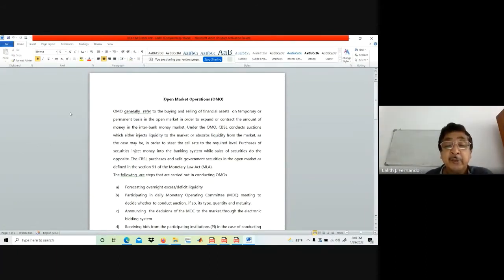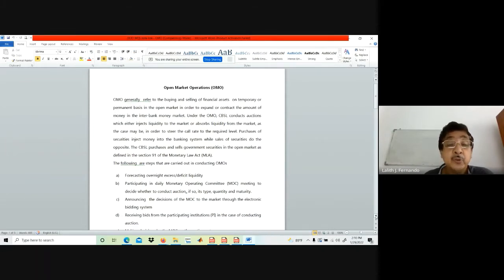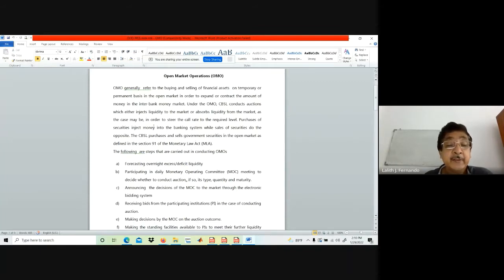The following are steps that are carried out in conducting OMOs. Just look at it. Forecasting overnight excess or deficit liquidity. So that is the type of operation done by the central bank. Forecasting overnight excess or deficit liquidity, so then only they can realize what they should do. If they find excess liquidity in the overnight market, what do they do? They will sell government securities. When they sell government securities, banks will buy that. And to buy that, banks will have to pay money. The money will go to the central bank and the excess liquidity will go down.